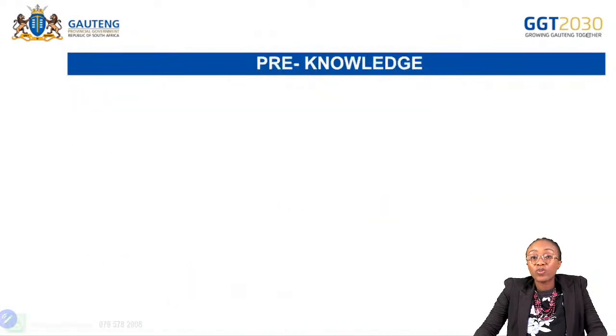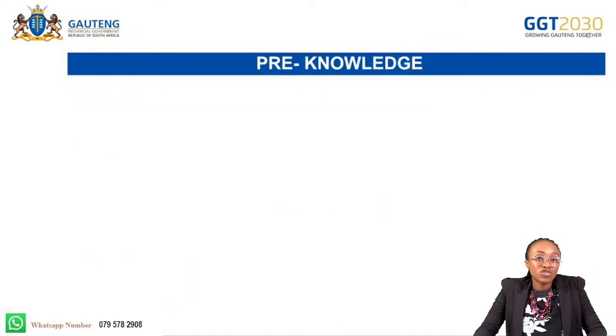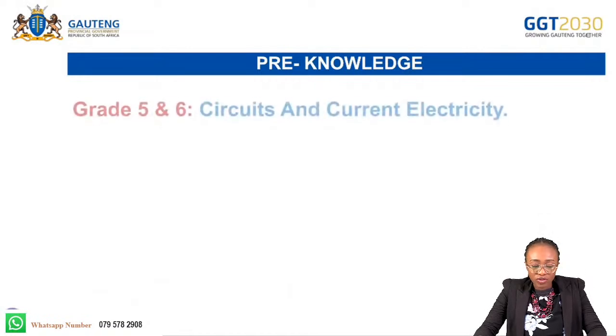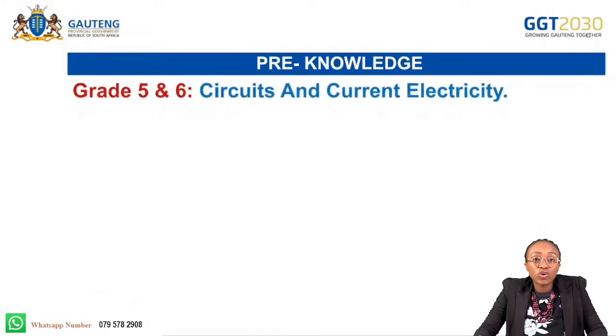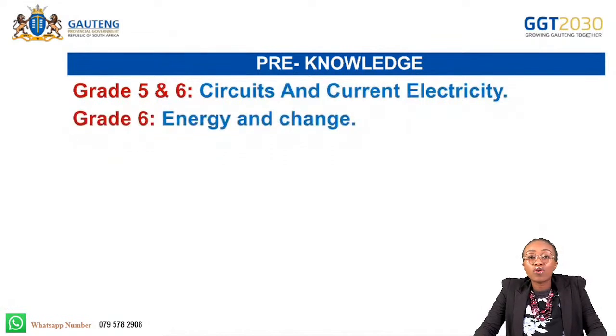Now let's go through pre-knowledge. So this is a trip to our past. Remember, in grade 5 and 6, you were introduced to circuits and current electricity. You also got introduced to energy and change in the 6th grade.